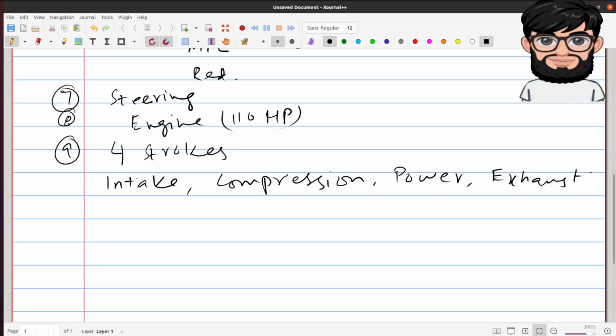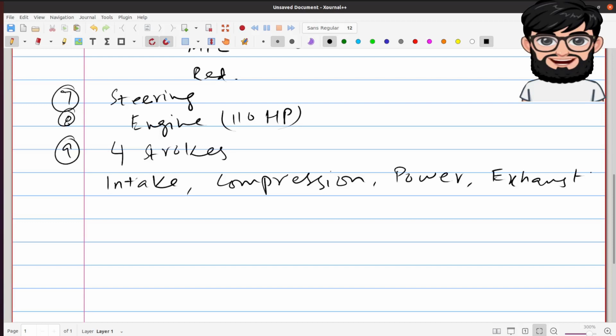Intake: the piston starts its downward travel, causing the intake valve to open and the fuel-air mixture to be drawn into the cylinder. Compression is when the intake valve closes and the piston starts moving back to the top of the cylinder. This phase of the cycle is used to obtain a much greater power output from the fuel-air mixture once it is ignited.